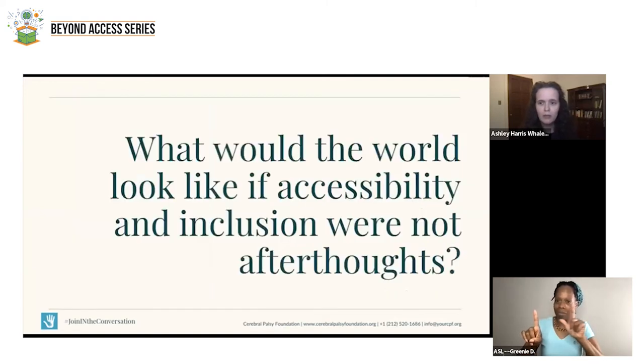So what would the world look like if accessibility and inclusion weren't afterthoughts? Wouldn't that be fab? It's not hard to imagine, you know, what an incredible place the world would be if disability and inclusion were always at the forefront, not an afterthought. Necessity really is the mother of invention. And if disability were integrated into default design principles, if universal design were truly a given, then the disability community and the whole world really would benefit from the innovation that disability and living with a disability constantly requires.